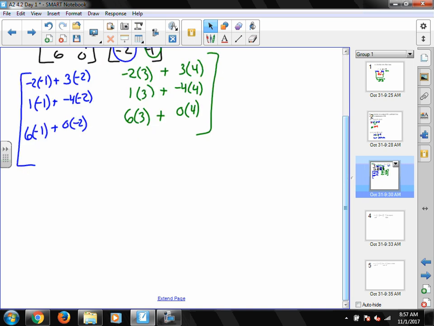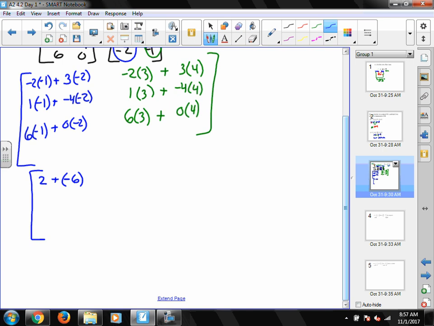From here, now it just becomes your basic math skills. We multiply. Negative 2 times negative 1 is going to give you a positive 2, plus 3 times negative 2 is a negative 6. Negative 1 times 1 is negative 1, plus negative 4 times negative 2 is a positive 8. Negative 6 times negative 1 is going to be negative 6, plus 0 times negative 2 is going to give me 0.